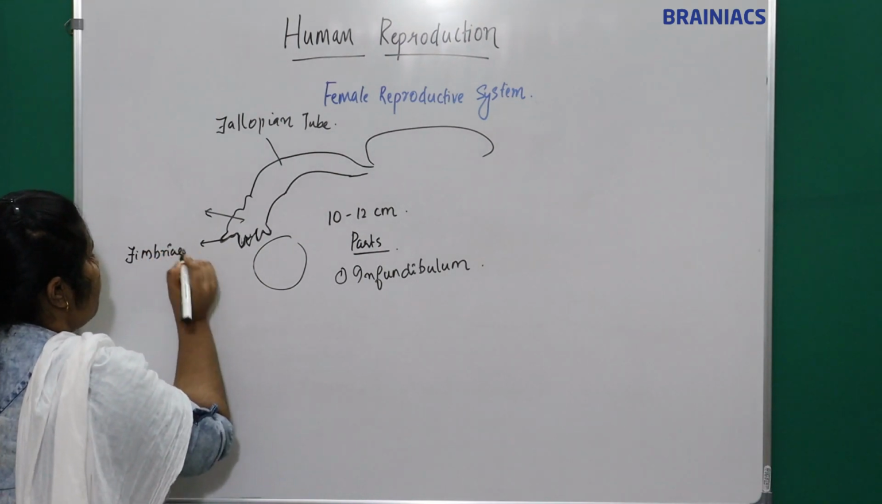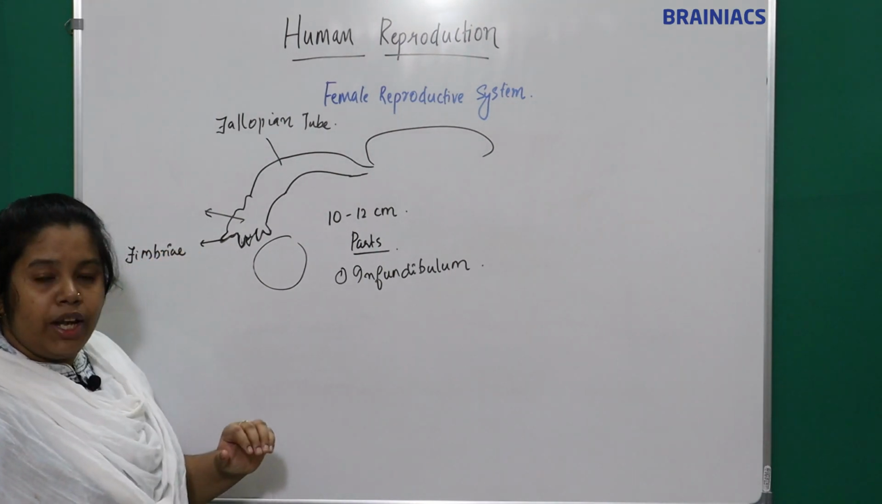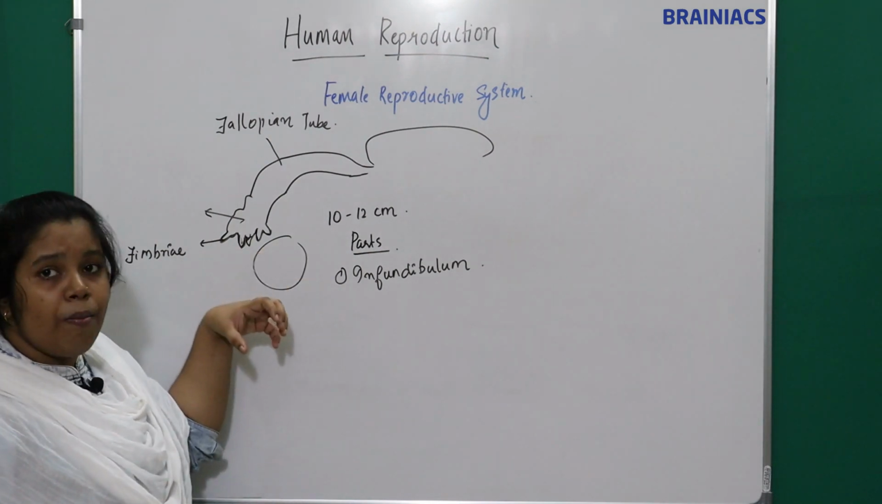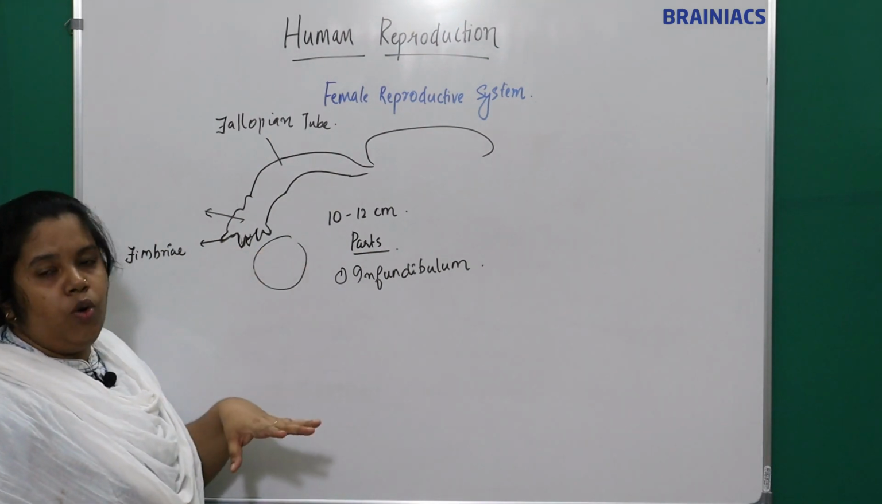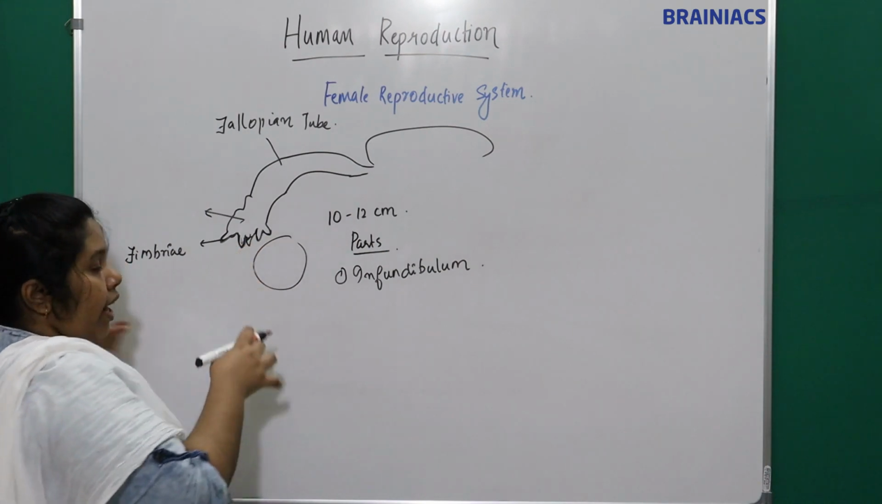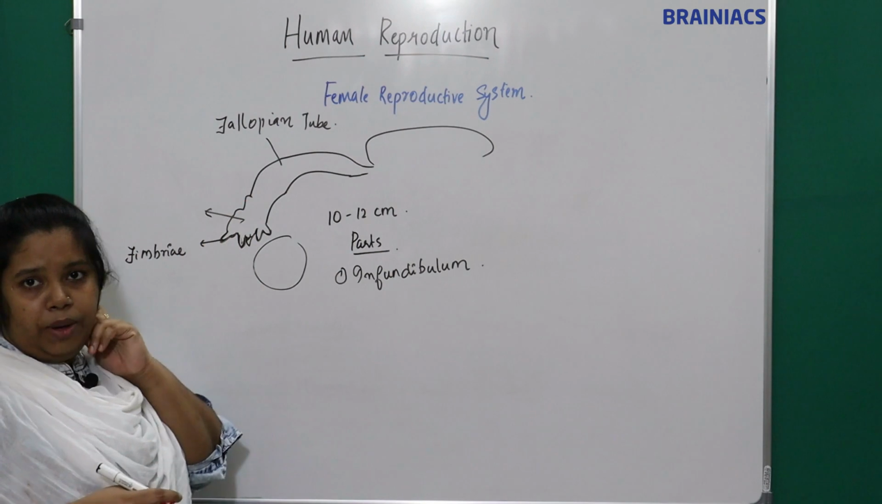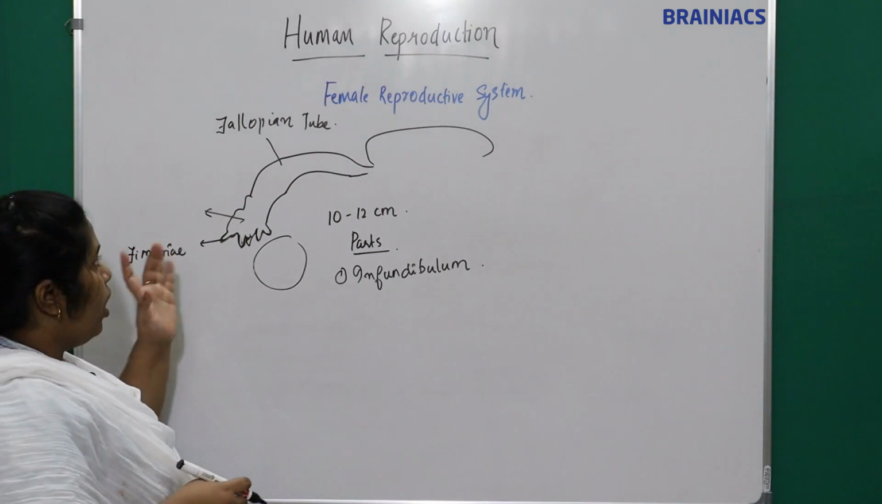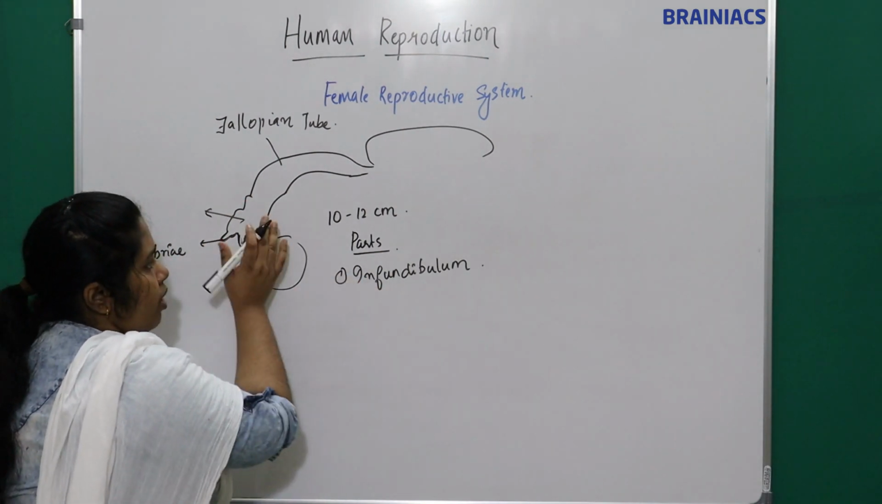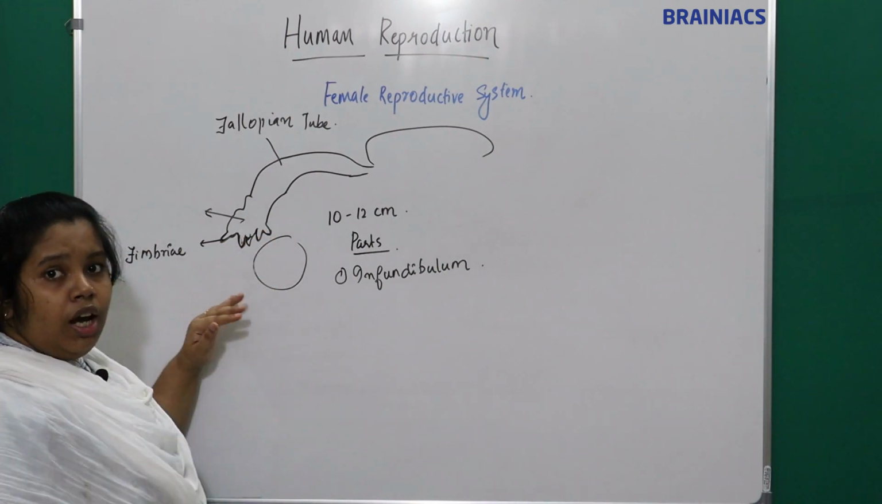And what is the function of the fimbriae? The fimbriae will collect the ovum once it is released from the ovary and pass it to the infundibulum. This is the first part, the infundibulum, which is present near the ovary.